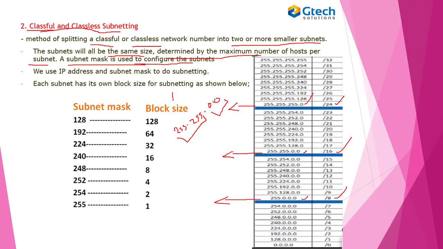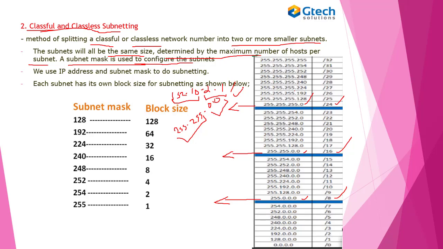Suppose the IP address was 152.10.2.1. So the subnet mask will tell us the first two parts are for network portion or network ID, and the last two parts are for host ID. Okay, we use IP address and subnet mask to do networking. So we'll use this IP address and the subnet mask to do subnetting.